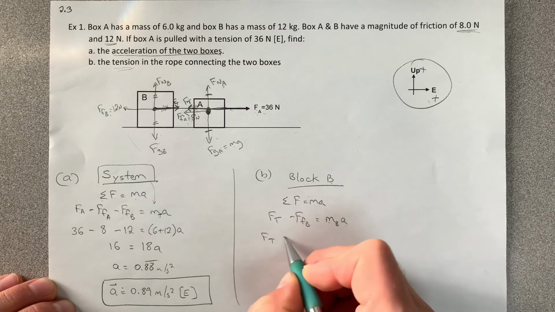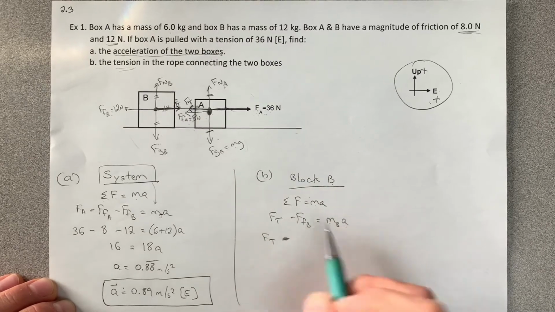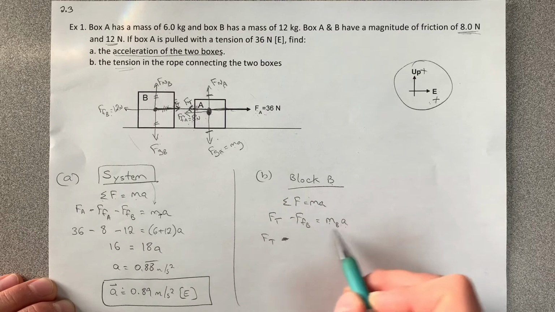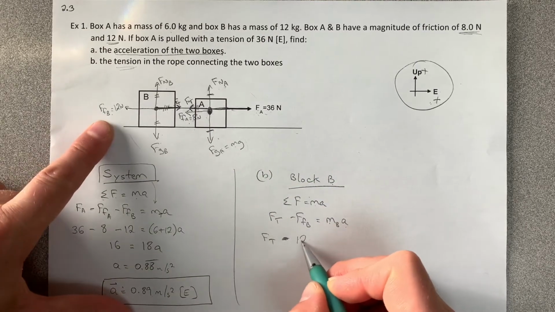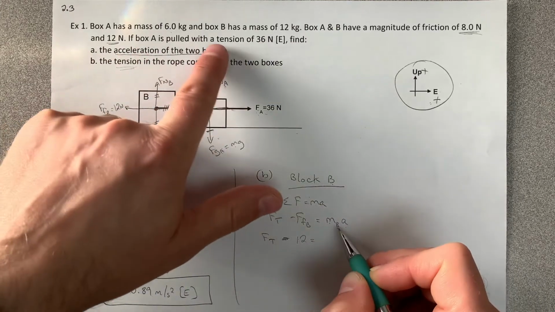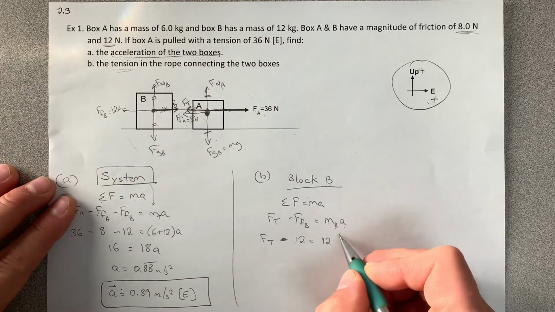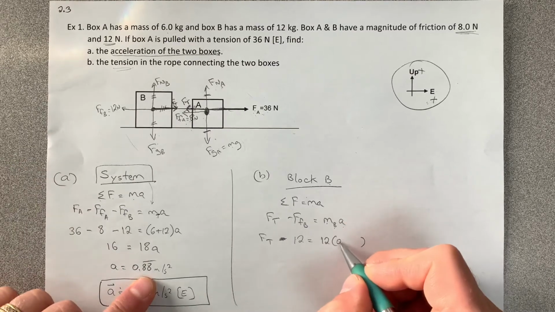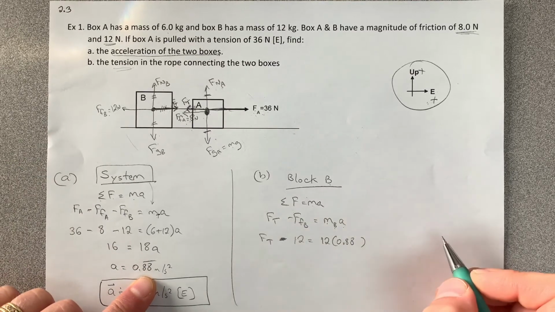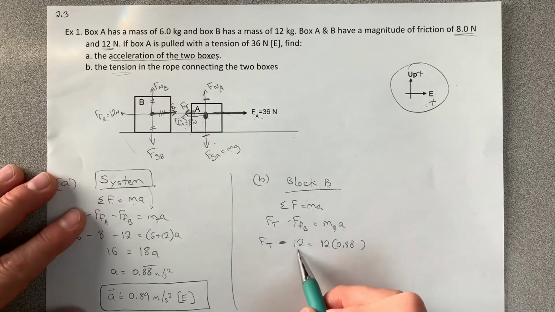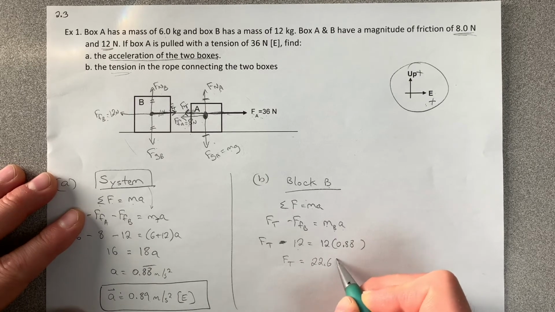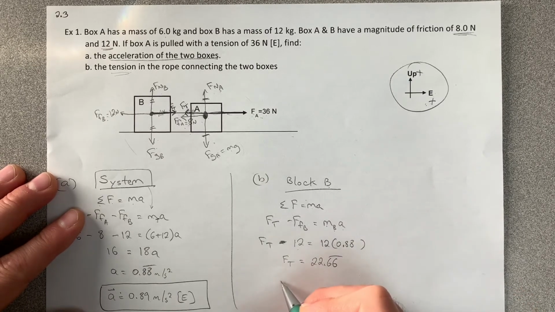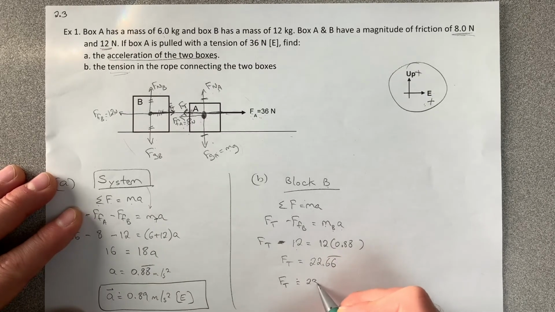So again, let's say minus here. Again, this is really the hard part. If you can get this line, then the rest of it is just subbing in values. So friction B, that was 12. Mass B, what did we say that was? 12. Acceleration is what we just found. Again, use your unrounded value, that's 0.88. This thing is going to come over here, so we're just going to say F tension is 22 point, and the 6's are repeating this time. So F tension, the tension in the rope is 23 newtons.